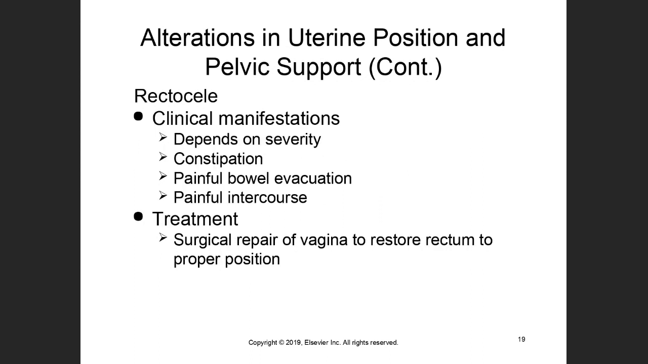Clinical manifestations depend on the severity. The patient could develop constipation, painful bowel evacuation, and painful intercourse. I don't know why they put dyspareunia on the other side and now they put painful intercourse. That's the same. Painful intercourse is dyspareunia. Treatment: surgical repair of the vagina to restore the rectum to its proper position.